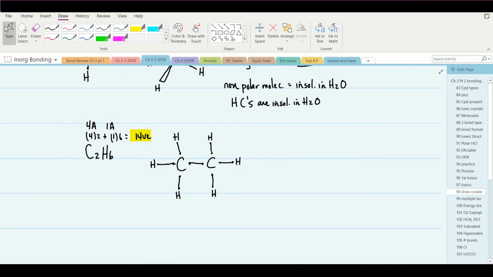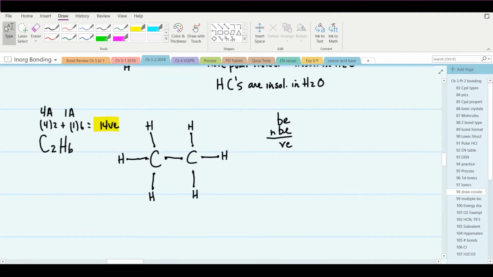One last thing to check here. How many electrons do we show? Bonding plus non-bonding make valence electrons. Bonding is 2, 4, 6, 8, 10, 12, 14. And that's all. There are no non-bonding electrons, so 14 valence electrons is correct.